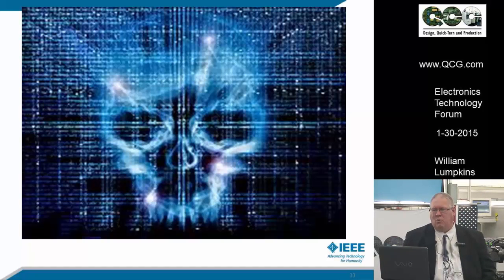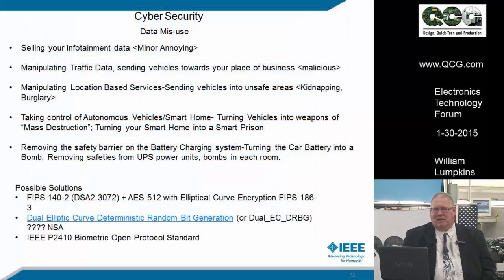Security, cybersecurity. We'll wrap up with this here. Cybersecurity is a problem because if you can access this data, they can sell your data, your infotainment data, which could be minorly annoying. They can manipulate traffic data outside the house. They can send an electric vehicle towards your house as a missile to kill you, right? If you have a smart home with home security systems, they could hack your home security system, they could turn your home into a prison. They could lock you out of your own house.